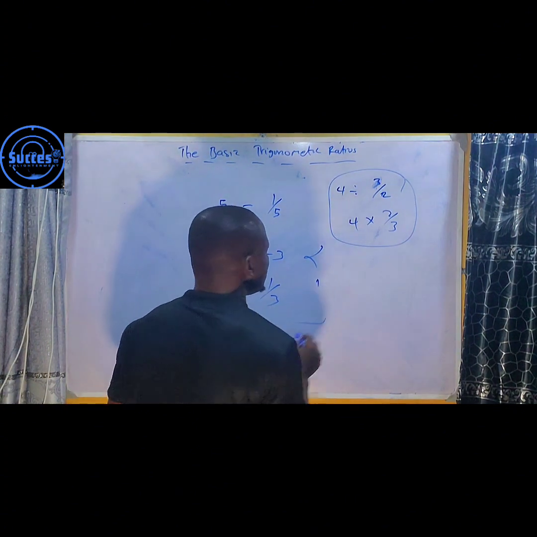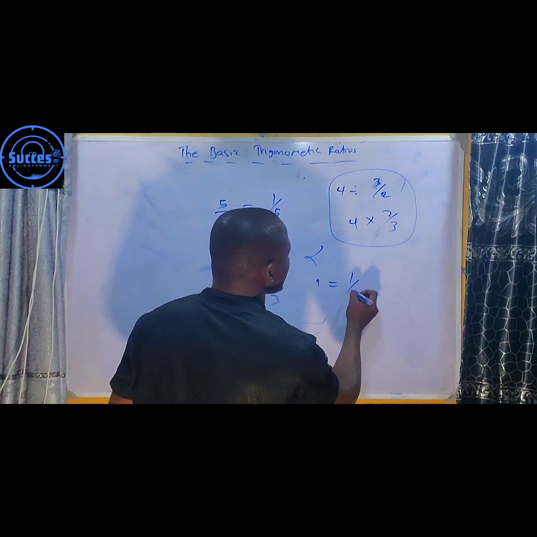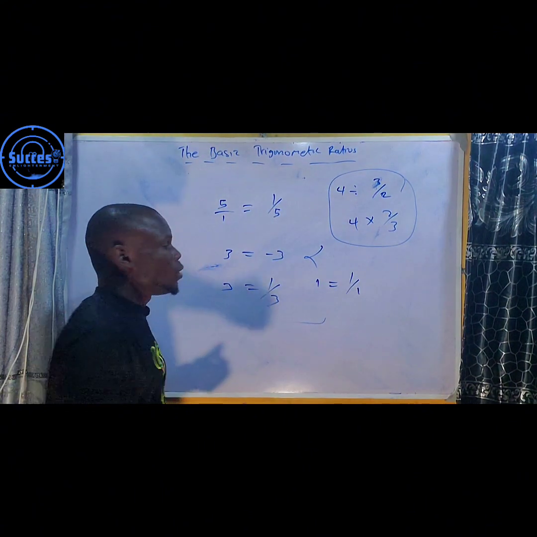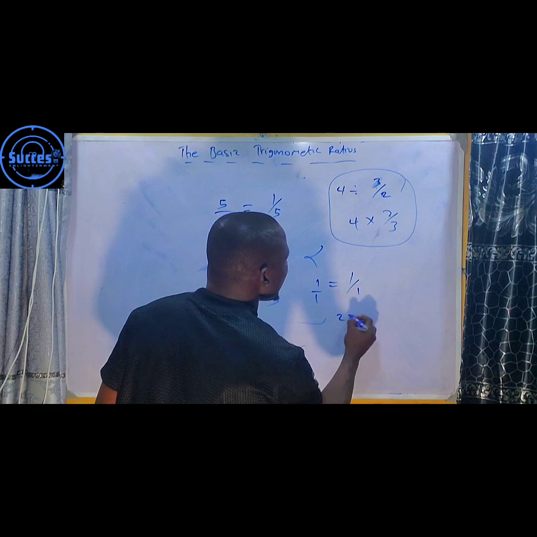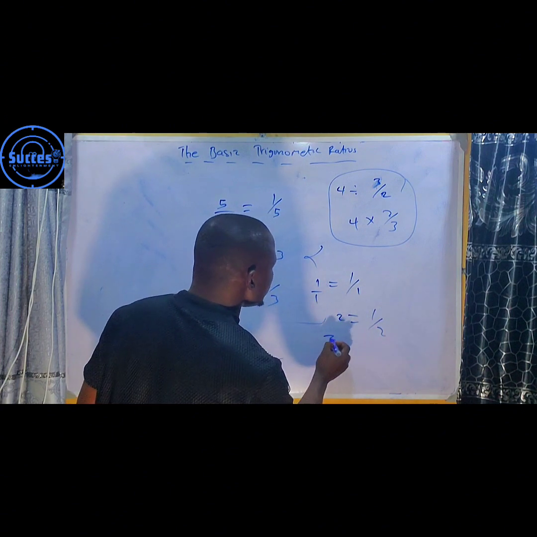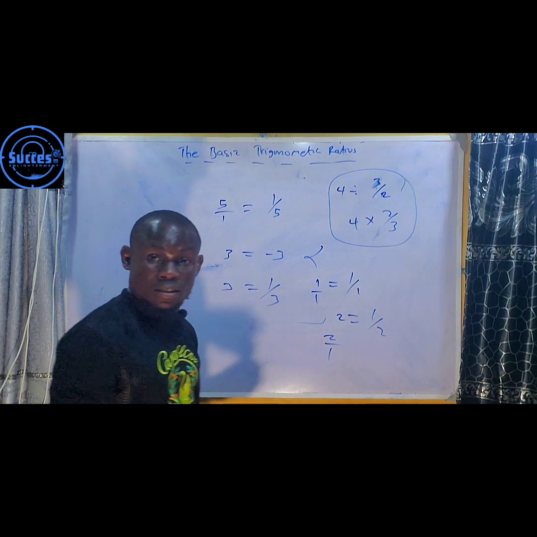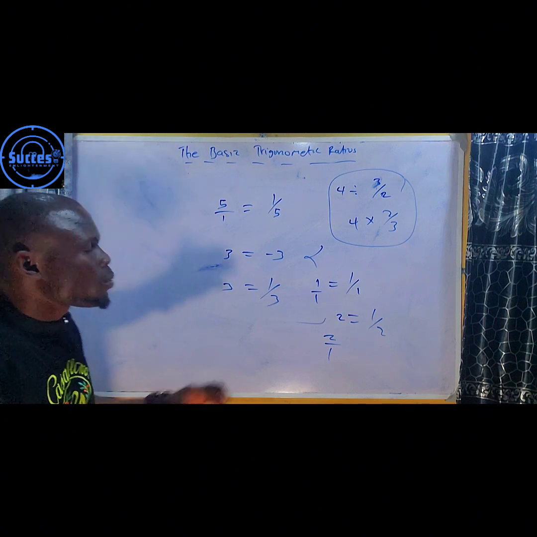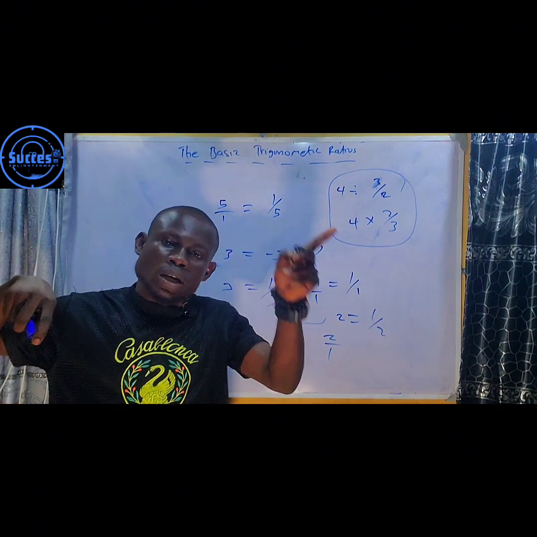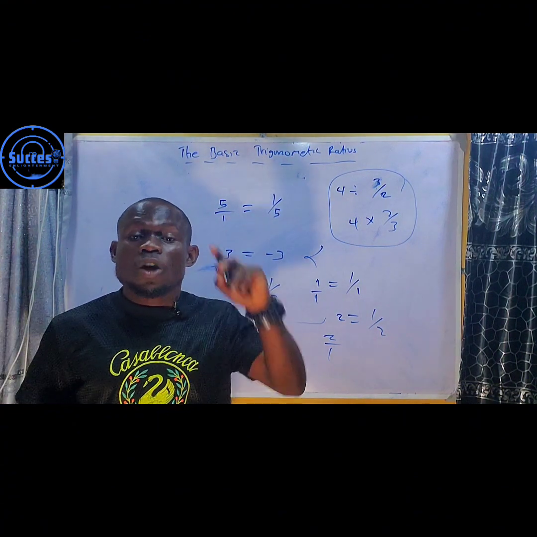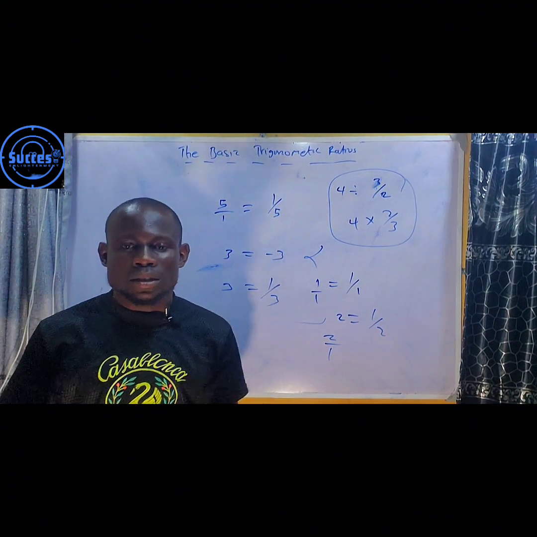The reciprocal of 1 is 1 over 1, because 1 is 1 over 1. The reciprocal of 2 is 1 over 2, because 2 is equal to 2 over 1. Do you get it? The reciprocal of anything is 1 divided by that thing. It's as simple as that.